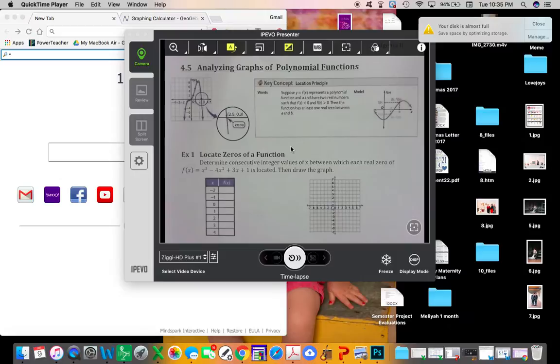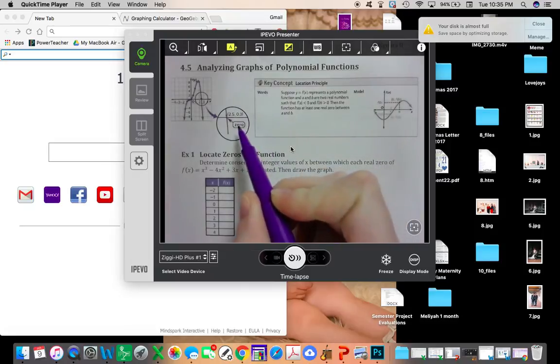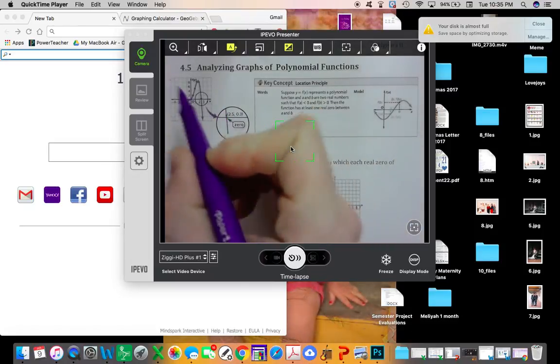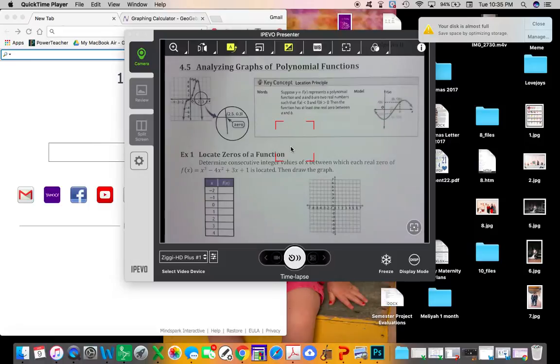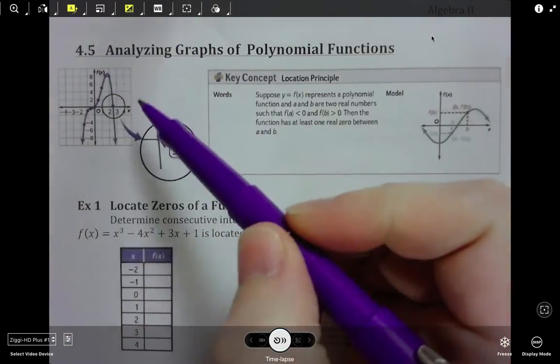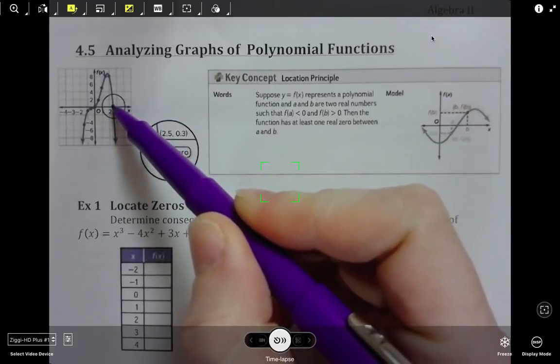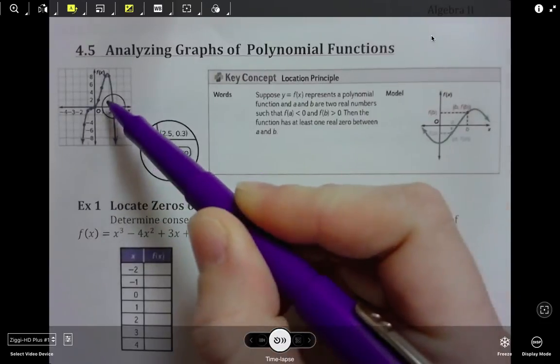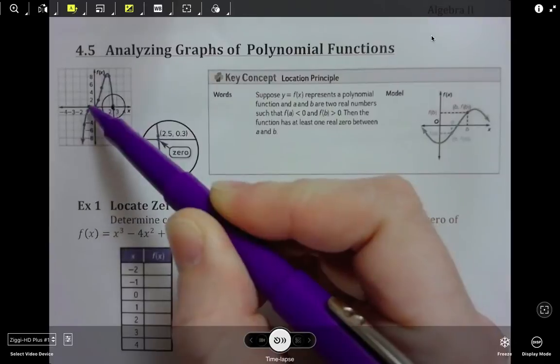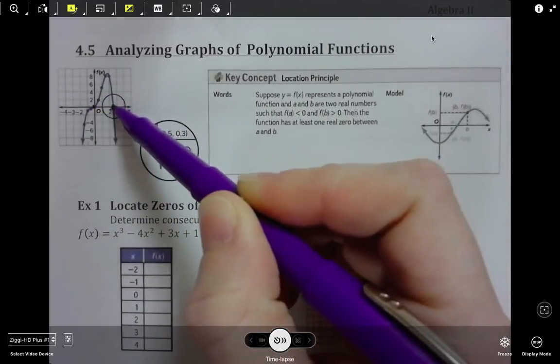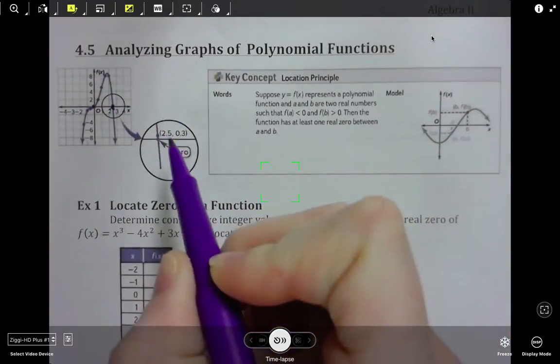Okay. So section 4.5, analyzing graphs. The first thing that they talk about is locating a zero. And if you remember from what we've talked about before, a zero being where it touches the x-axis. So there's a zero here. There's also one located here. They just happen to circle this one to show you.